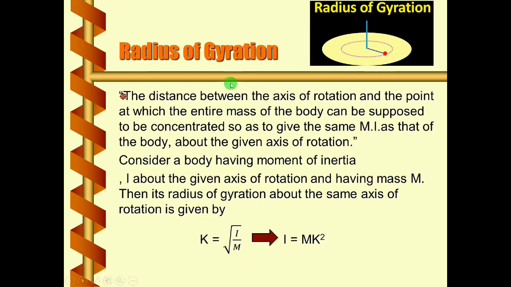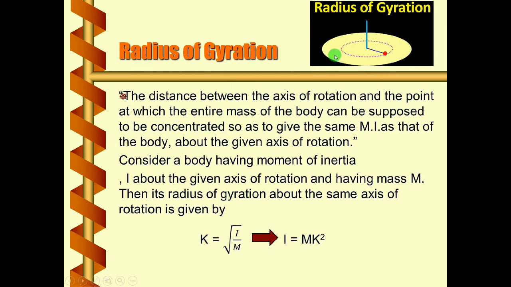Next topic here is radius of gyration. So radius of gyration is actually related to moment of inertia. Suppose the definition is asked of you, that will be for 1 mark obviously. The definition is: the distance between the axis of rotation and the point at which the entire mass of the body can be supposed to be concentrated so as to give the same moment of inertia as that of the body. This is known as radius of gyration.